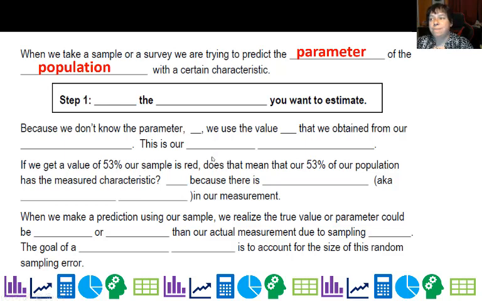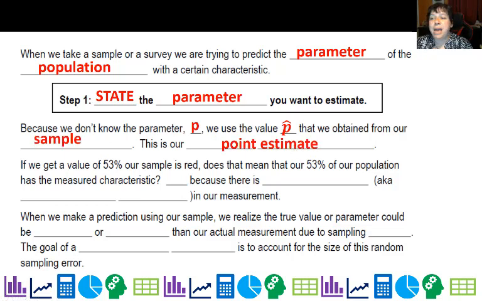So when we're doing a confidence interval to predict this parameter for our population, our first step is to state the parameter you want to estimate. In our bead activity, our parameter that we were trying to estimate was the true proportion of black beads in the bin. Now, because we don't actually know P, the parameter, we're going to use a value called P hat, which is our point estimate, which we get from our sample.